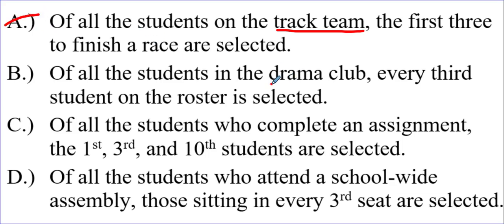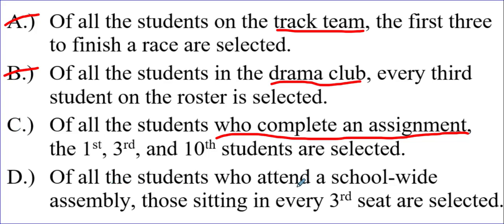All the students on the drama club, we just had this in the last example. Again, kids on the track team, kids in the drama club, they're great. We care about their opinions, but we're looking for something more random and not quite that specific. Choice C, all the students who complete an assignment. Well, what about the kids who don't complete an assignment? Of course, we want all kids to complete their assignments, but what about the ones who aren't? That's not quite as random as we would like.